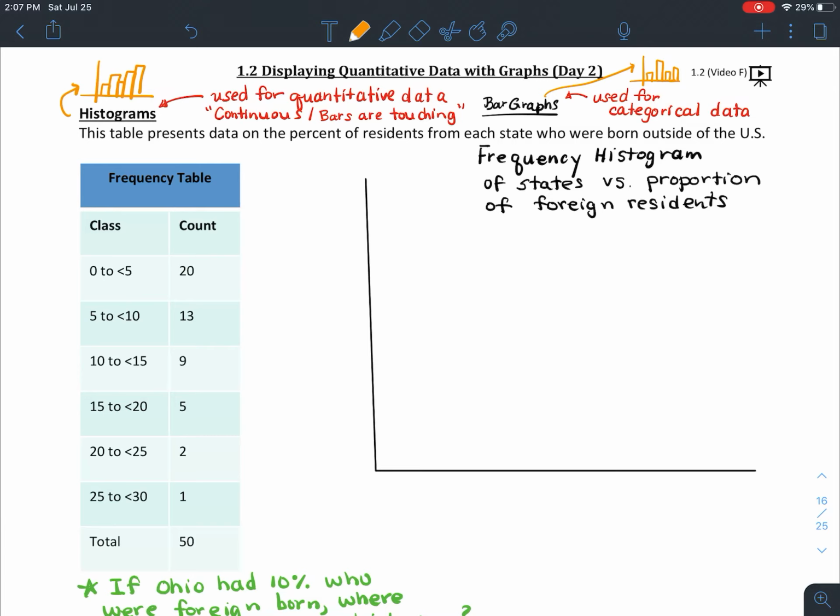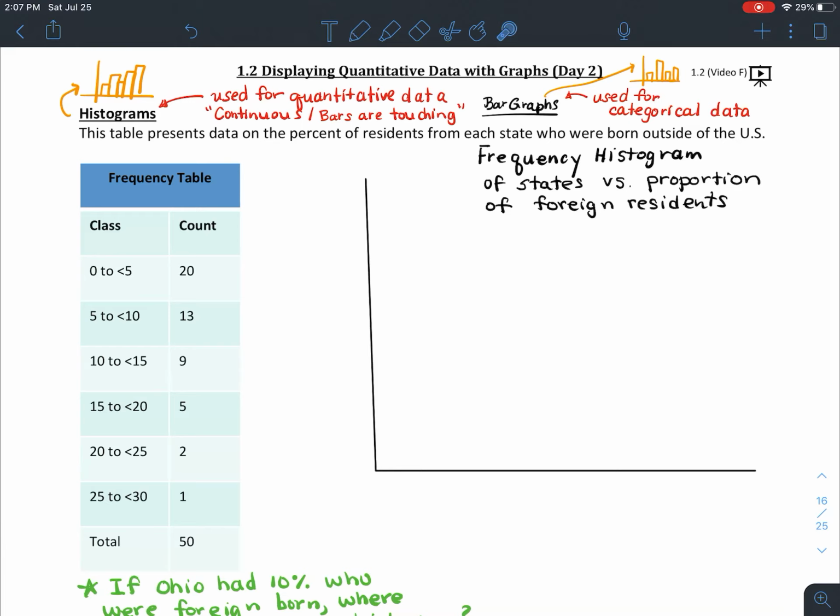Okay, we are still in section 1.2. We are still discussing displaying quantitative data with graphs. We have looked at dot plots. We have looked at stem and leaf plots. And we are going to take a look at something called histograms today.